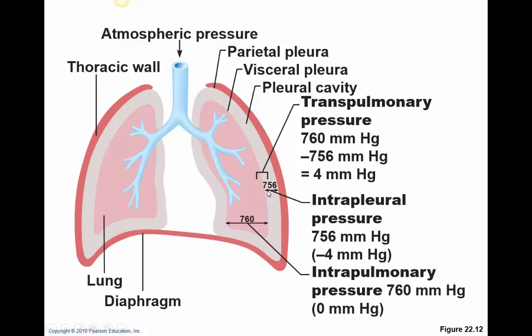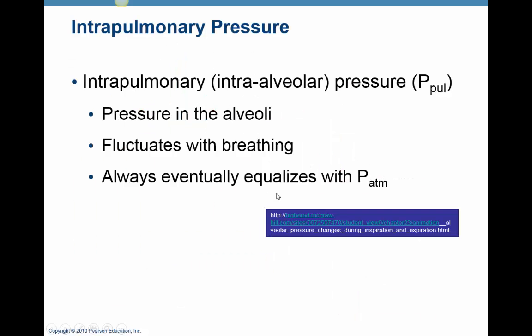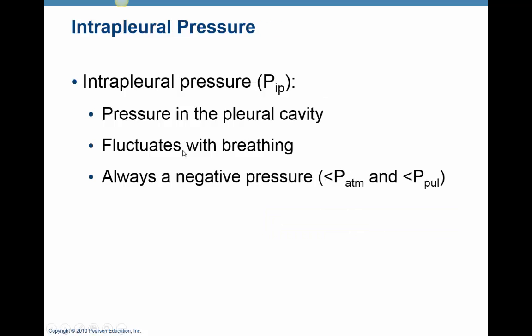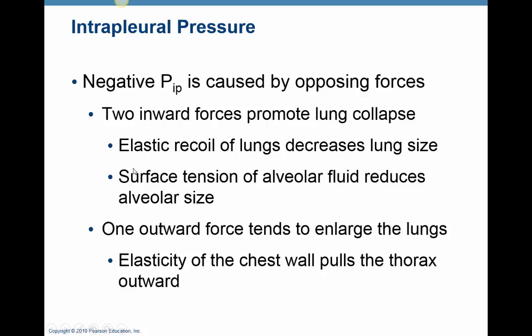If we look at what causes intrapleural pressure, it's the result of two opposing pressures. One is the elastic recoil of the lungs, which means that when the lungs are stretched during a deep breath, if we stop that stretch and relax the muscles of the thorax and the diaphragm, the lungs are going to recoil. They're going to go back to their original size. So they're stretchy, basically, is what elastic recoil means. It just means that when we stretch the lung, it goes back to its original size. So that's going to decrease the lung size. This is a force acting inward on the lungs, promoting their collapse.